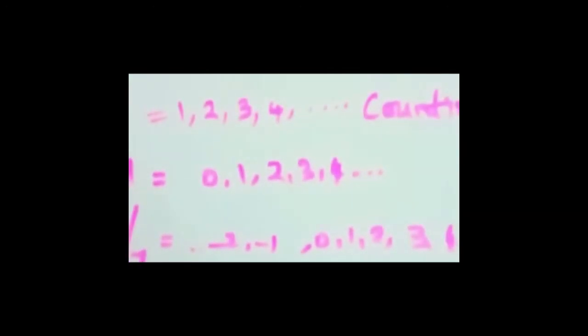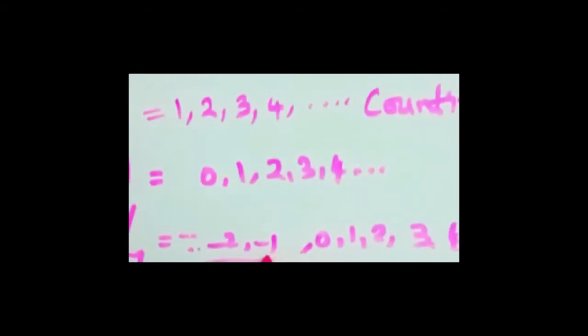Z comes from the German word for numbers. The biggest integer we can't define, and the smallest integer we also can't define. Why? Because these numbers go on without end. All the negative numbers are less than zero, and all the positive numbers are bigger than zero. So zero is a neutral number.